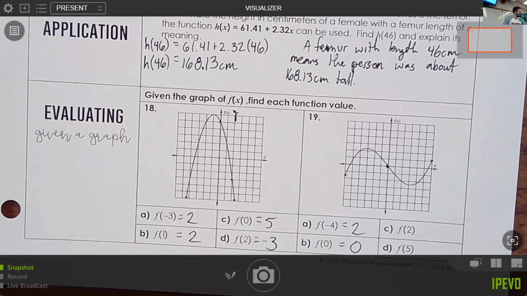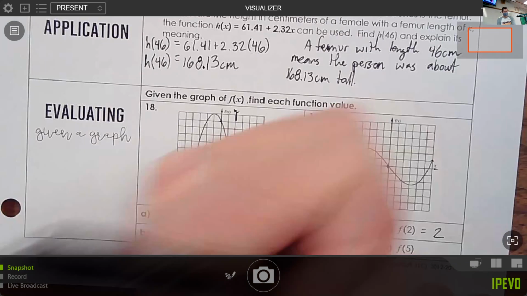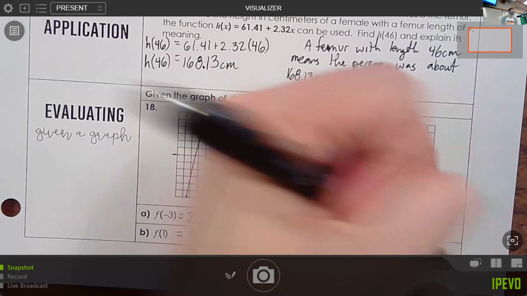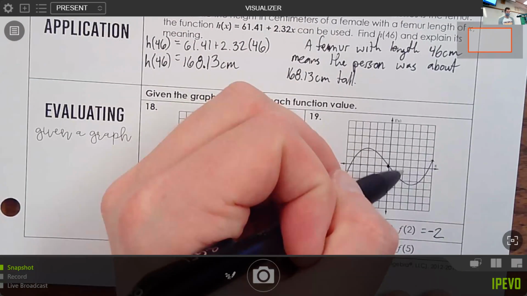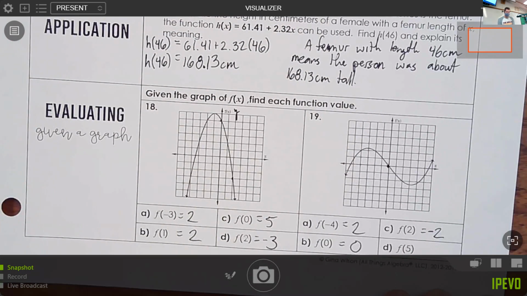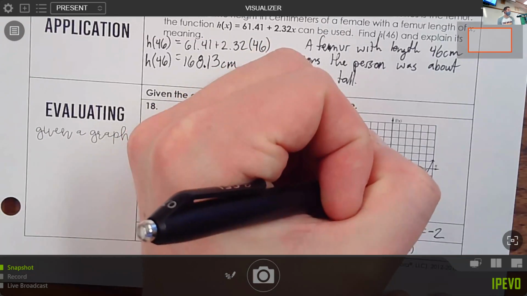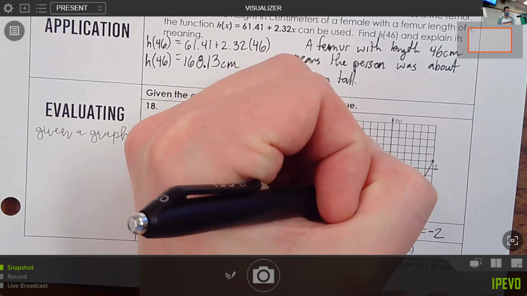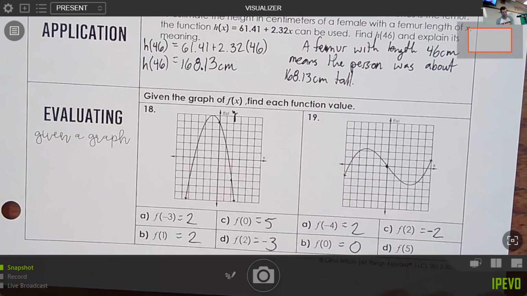What's the y value when x equals 2? Close. 2's the right number, but we need something in front of it. -2. Because we're going down from there. So over 2, down 2 would be a -2. Then f of 5. So let's see, 1, 2, 3, 4, 5. Are we going up or down? Down, how many? Just 1, so -1.